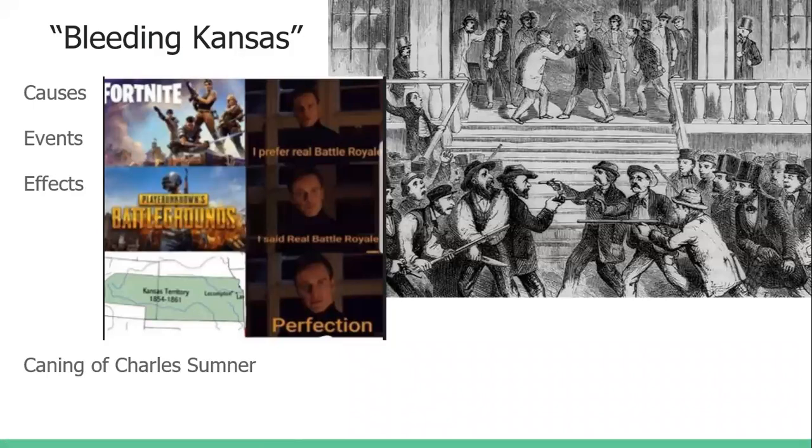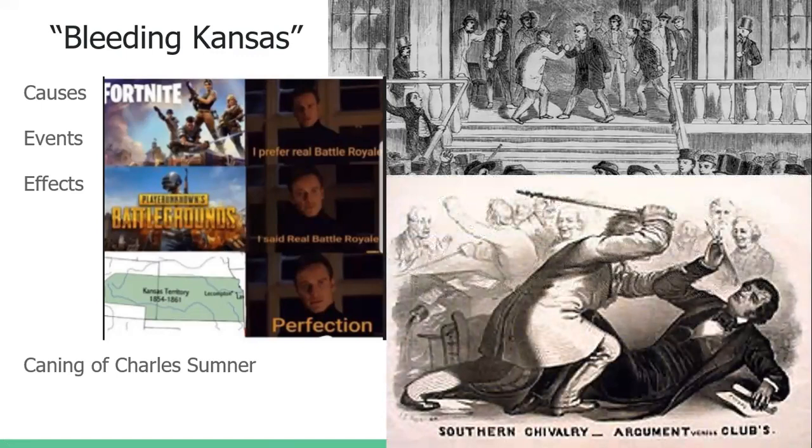Now, at the bottom here, we see the caning of Charles Sumner. That is referencing the caning of Charles Sumner on May 22nd, 1856. What happened is Preston Brooks, a U.S. House representative from South Carolina, walks into the Senate with his cane in hand, and he starts beating Charles Sumner, who is a senator from Massachusetts, over the head with it, as you can see in the illustration, until he was unconscious.